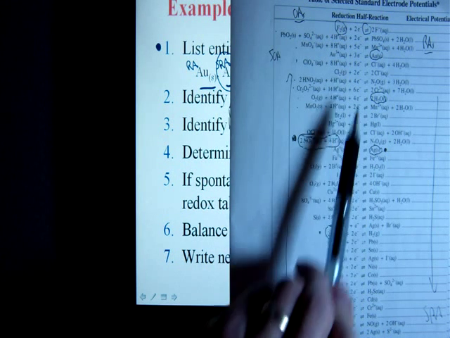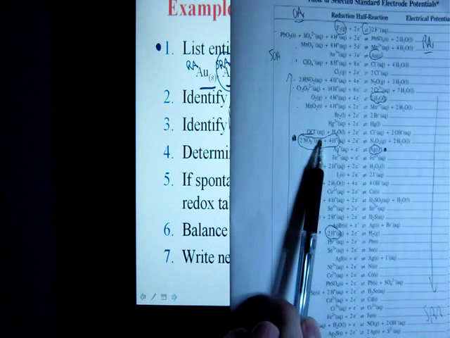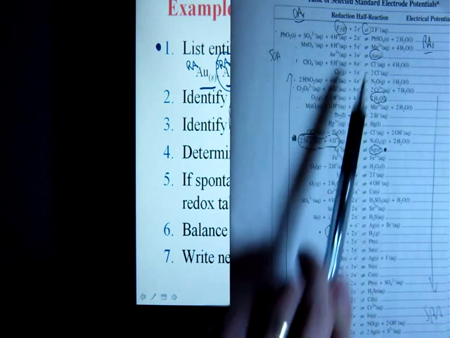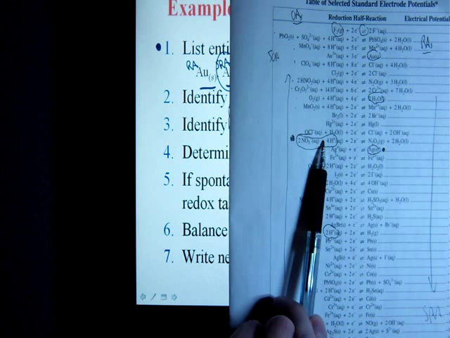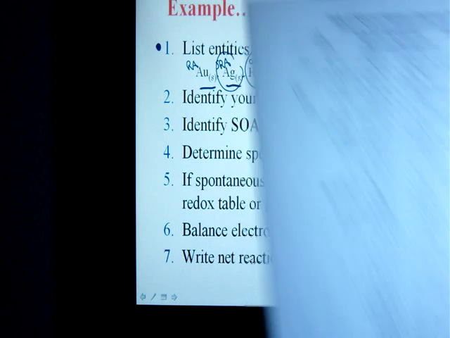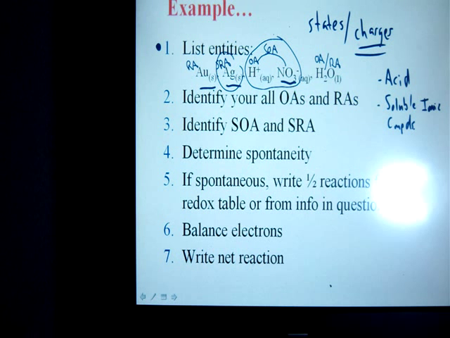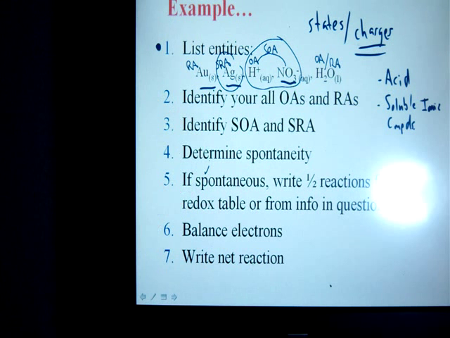Whereas gold, very weak reducing agent, is above the HNO3. If the reducing agent is above the oxidizing agent, it is non-spontaneous, which means the reaction will not occur. So we've determined that the reaction is in fact spontaneous, so we're going to write up the half reactions from the redox table and carry on.